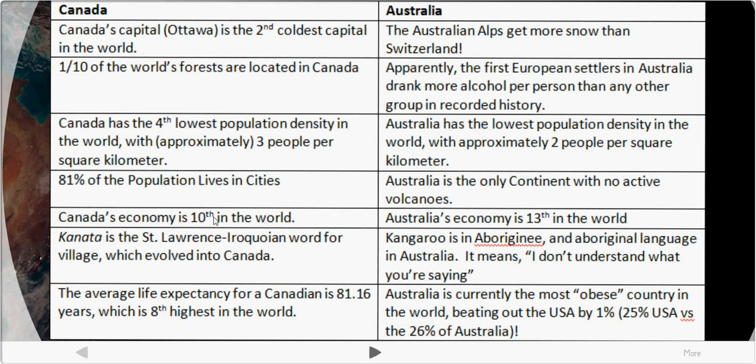And Canada's economy is 10th in the world, measured through GDP. Canada is the St. Lawrence Iroquois word for village, which evolved into Canada, the name we have now.